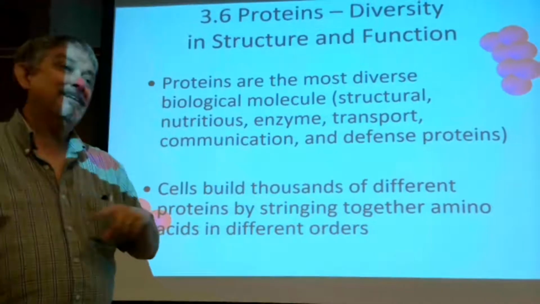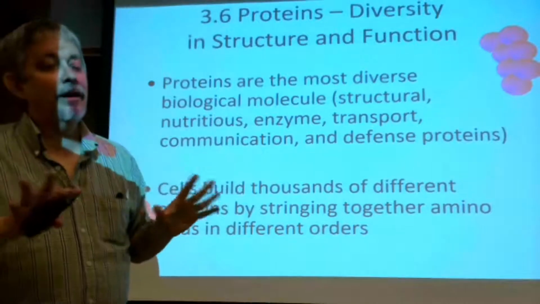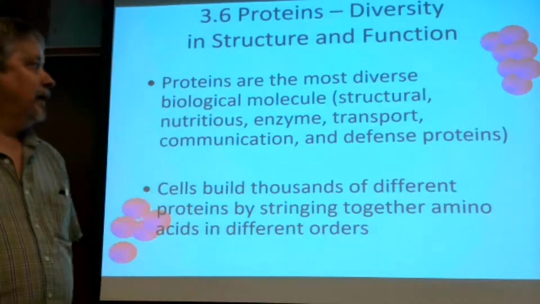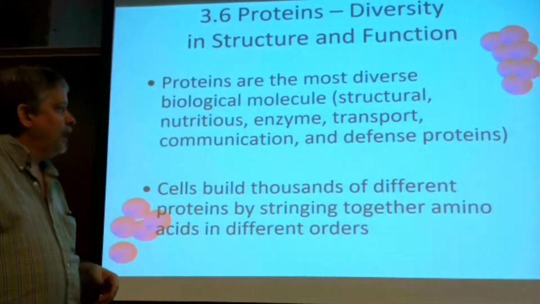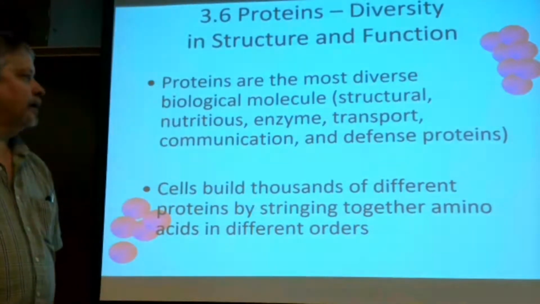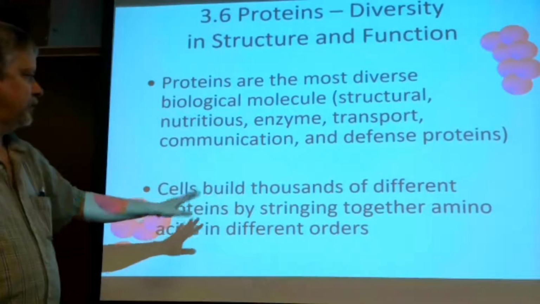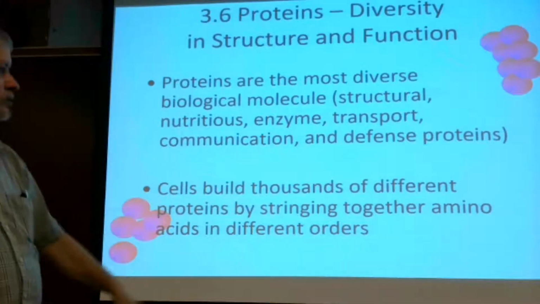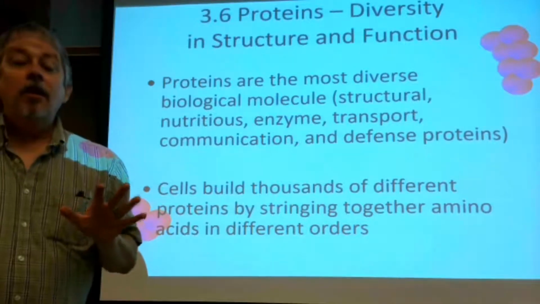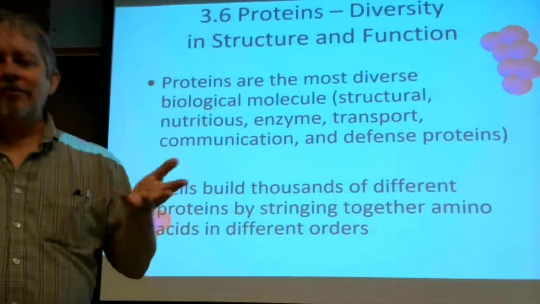We can convert those proteins into sugars, and we can put it into the process where we break down sugars and form ATP. We're not there yet. There's defense proteins that help us to stay healthy. They can recognize outside invaders. But cells build thousands of different proteins by stringing together amino acids in different orders. So amino acids are the monomers of proteins. Know that for the test. What's the monomer of a carbohydrate? It's a sugar, glucose usually, fructose.